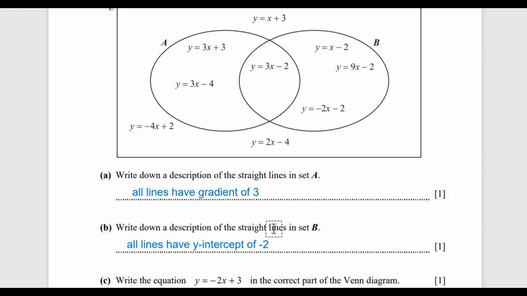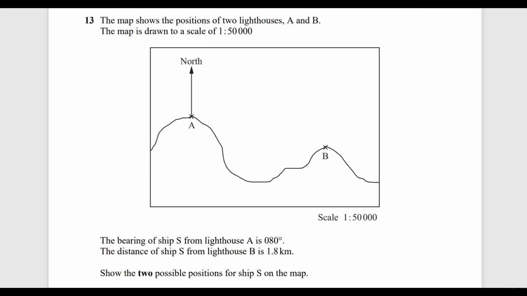Well, since the gradient is -2, it must not be in the circle of A, and the intercept is 3, so it is not in set B or circle of B. So we must write it down outside circles A and B and within the box, so it should be somewhere here. y equals -2x plus 3. Let's move on.